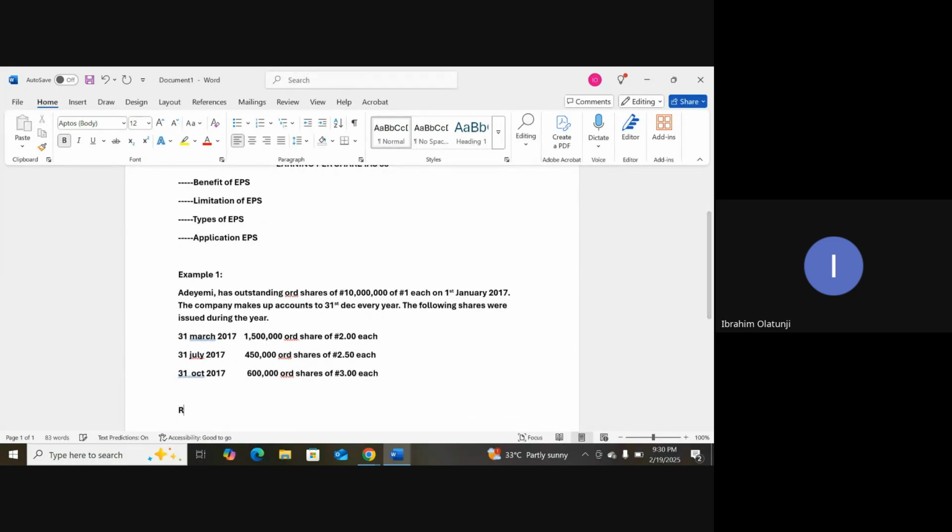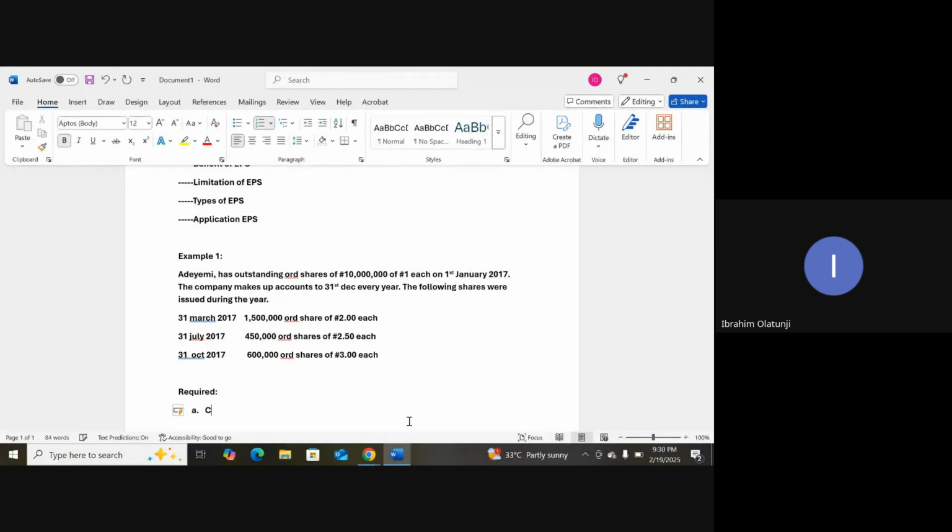Required. Calculate the weighted average numbers of shares outstanding for the year 31st December 2017.